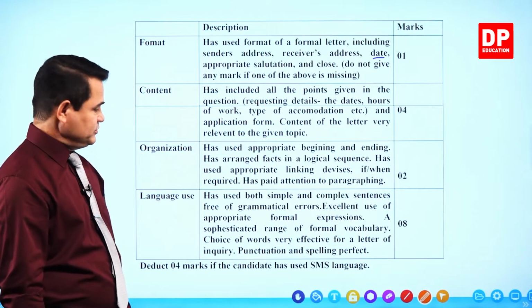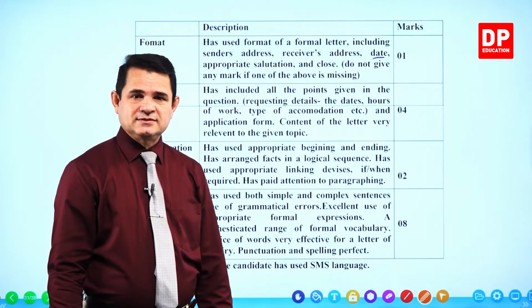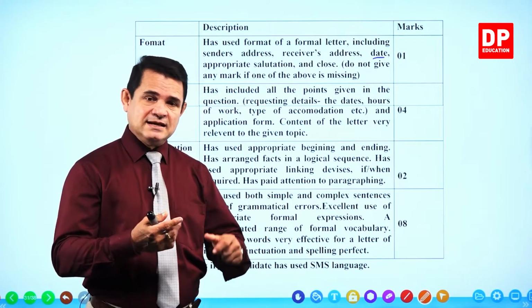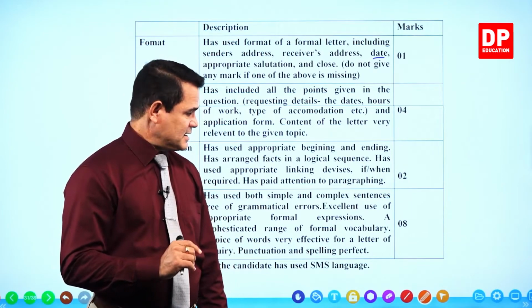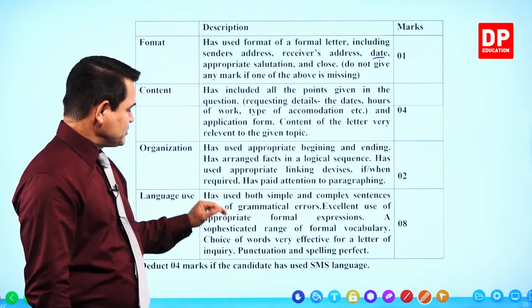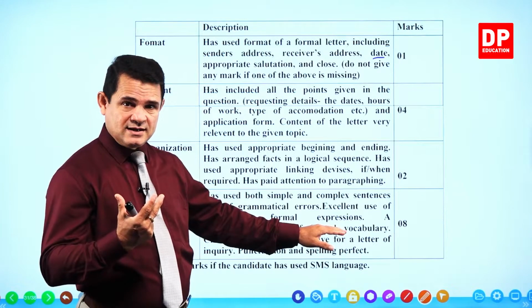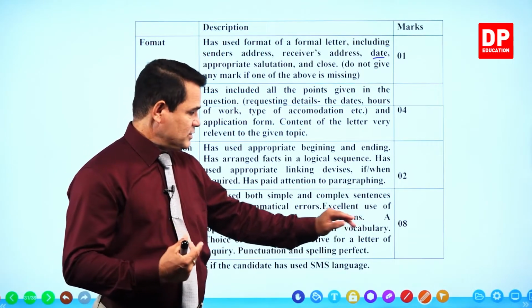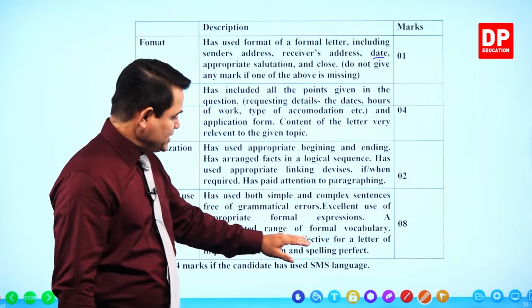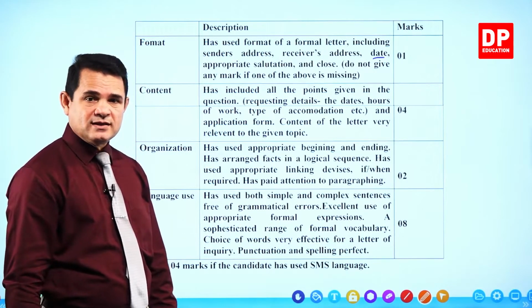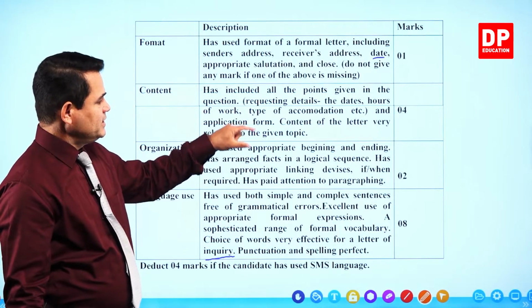And next, language use. Has used both simple and complex sentences free of grammatical errors. You should have written simple sentences as well as long or complex sentences, but with no grammar mistake. Grammar mistake නැතුව. Excellent use of appropriate formal expressions, because this is a formal letter. මේ formal letter එකක් නේ. එහෙනම් ඒකට ගැළපෙන වචන තියෙන්න ඕනේ. A sophisticated range of formal vocabulary and the choice of words very effective for a letter of inquiry. This is an inquiry letter. විමසීමක් කරන්නේ මෙතන නේද? Then එතන අහන්න ඕනි කියනවානේ.